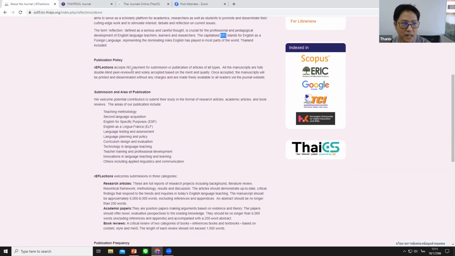EFL stands for English as a foreign language. So publication policy, we do not accept any payment. If it's free, you also have to say it's free. If you charge money, you also have to state that you charge money. If you do not state it on the website and you collect the money, that's one ground of being kicked out of SCOPUS. They can kick us out, that's one ground of being removed from the database. So whatever you do, you have to be very careful, right?